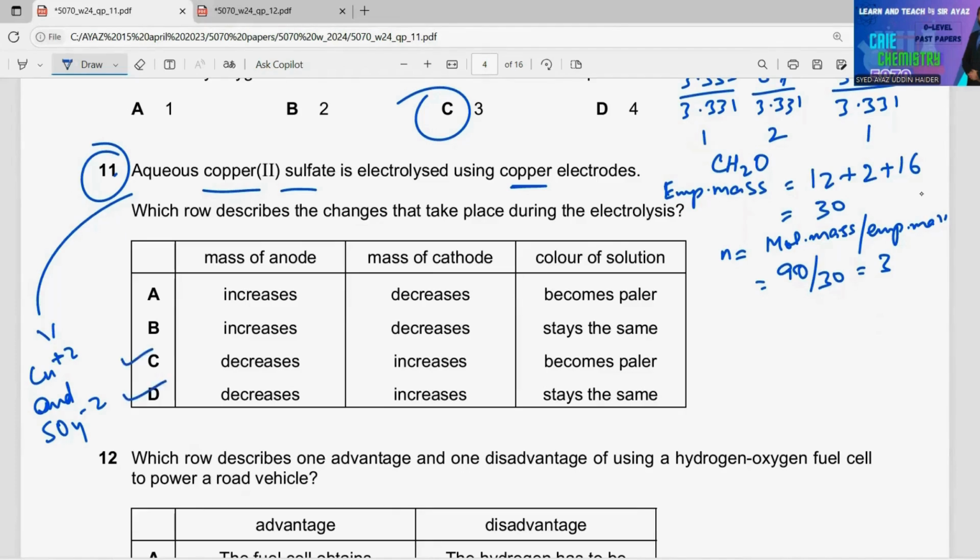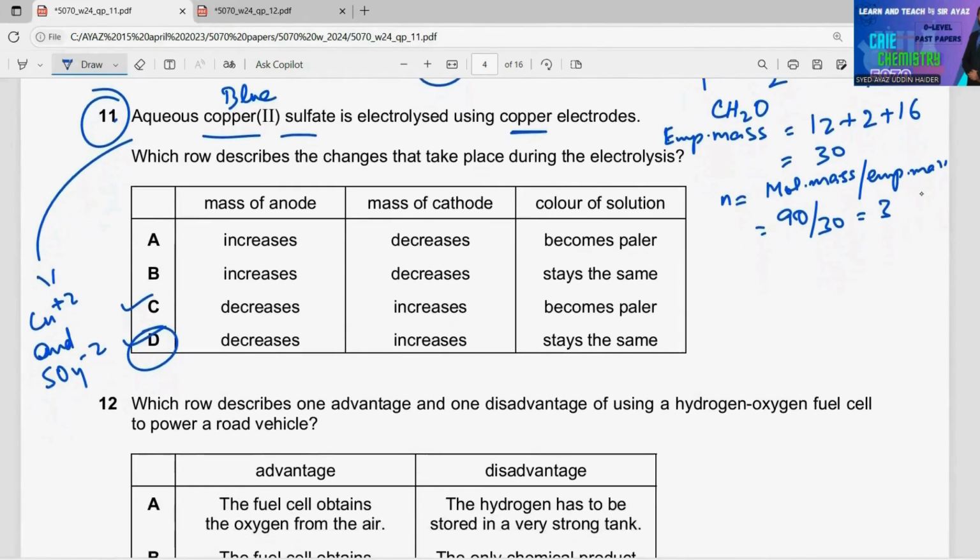Now, in order to compensate the loss of Cu2+ ions in the solution, the copper anode dissolves. There must be a decrease in mass of the anode. What about the color of the solution? The color of the solution stays the same. So it will remain blue. The color of copper(II) sulfate is blue, so it will remain blue at the end of the electrolysis. So D must be the right response in this case.